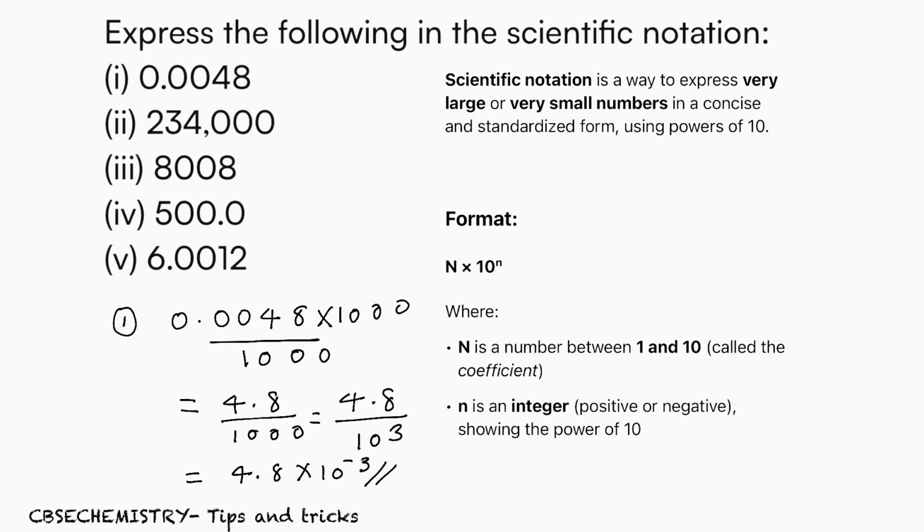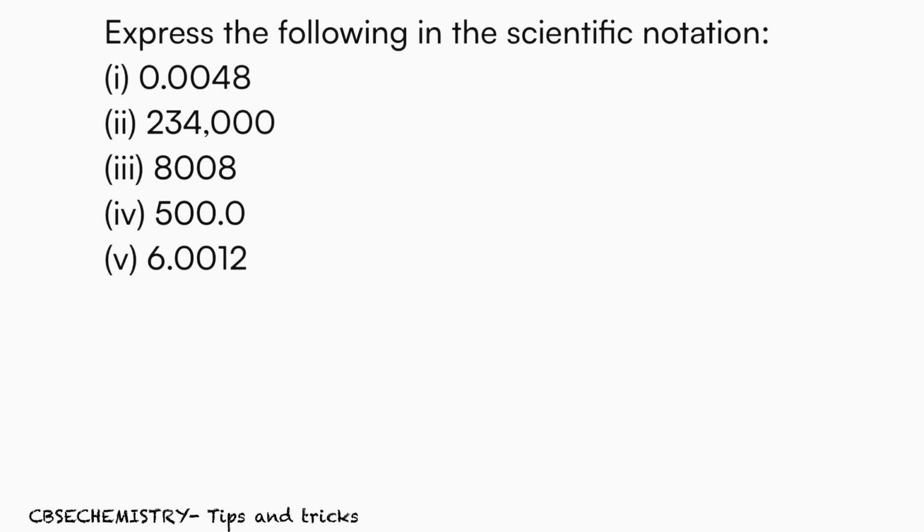Now you can see we represent the number in N into 10 raised to n format, right? Here N is 4.8, which is in between 1 and 10, and 10 raised to n is 10 raised to minus 3. Hope you understand. Now we can do question number 2.